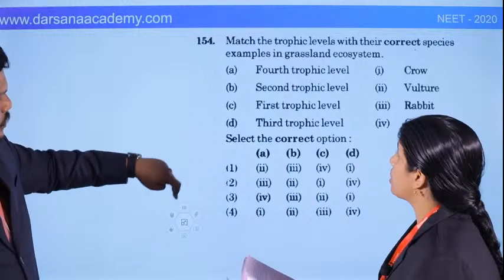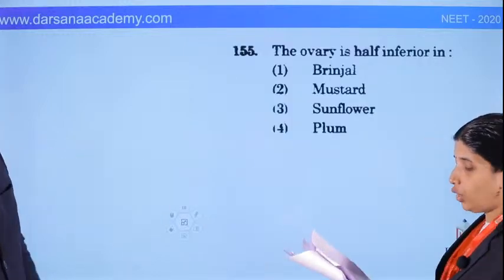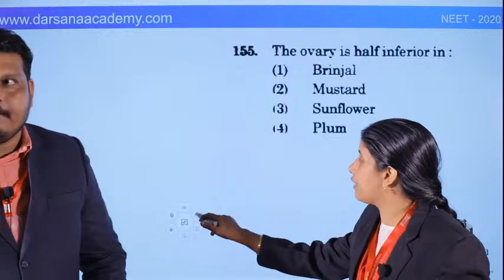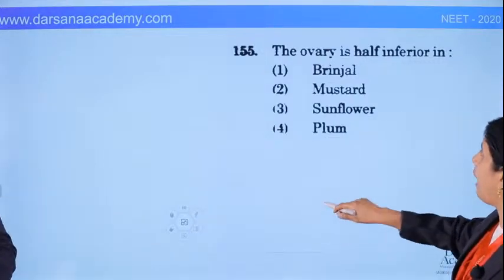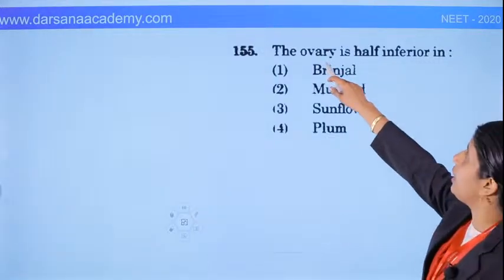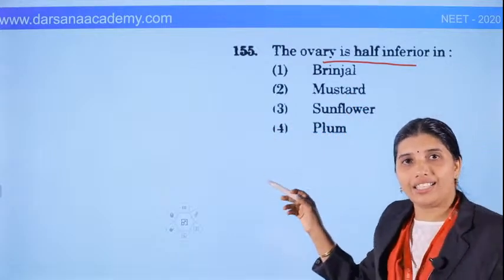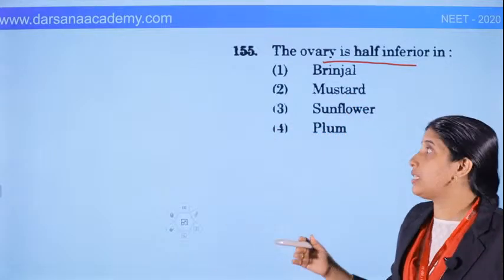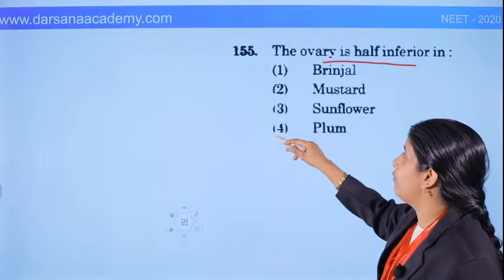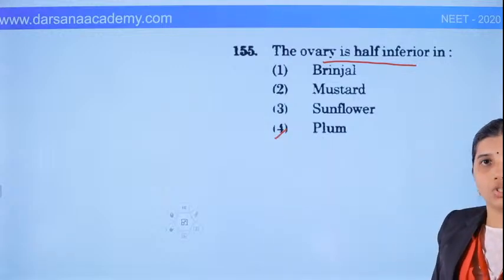Okay, what about the next question? 155. The ovary is half inferior. That is direct from the NCERT. We can see that the half inferior ovary is perigynous: plum, peach, rose. What's the answer? Direct example from the NCERT for question number 155. 4 is the correct answer for this question.